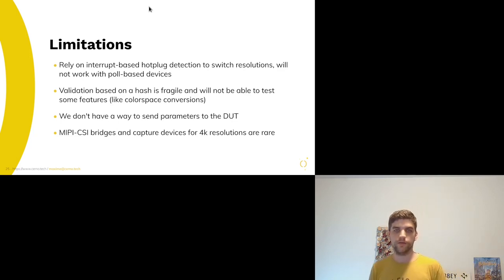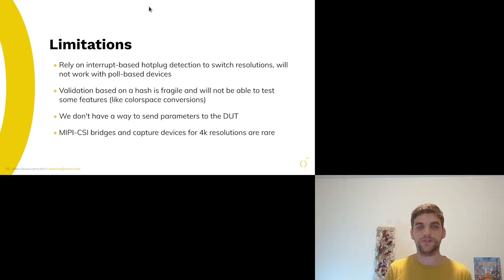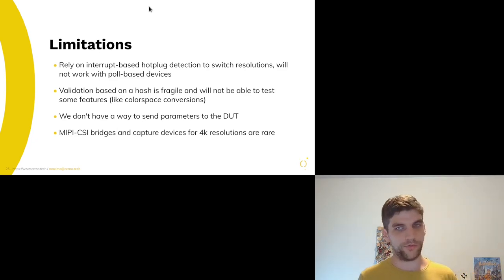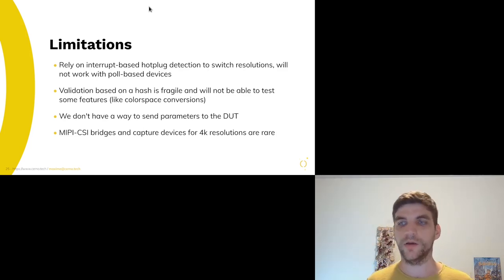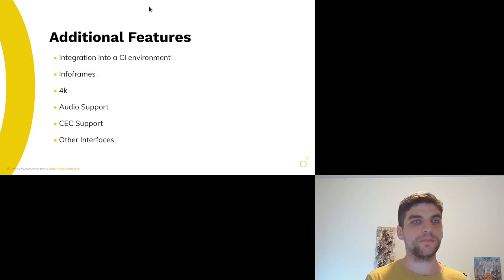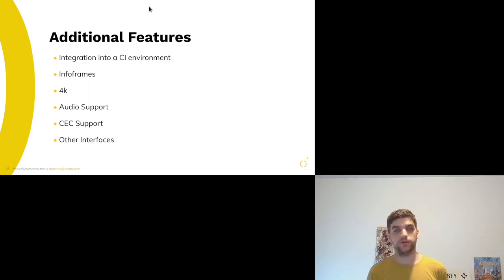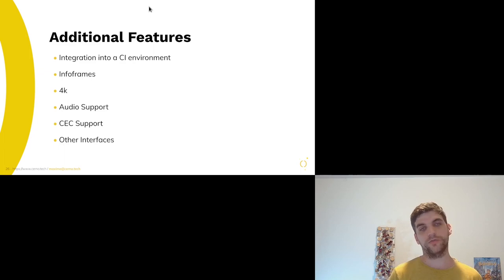And finally, the MIPI CSI bridges and capture devices for 4K are quite rare. So for now, we'll have to limit ourselves to 1080p, which is a good first step, but we probably need to go to 4K at some point. And if we want to work on the additional features, we definitely want to work on integrating it into a CI environment: testing more things, adding support for local tests, testing audio and CEC support, testing 4K, and possibly testing the infoframes as well.